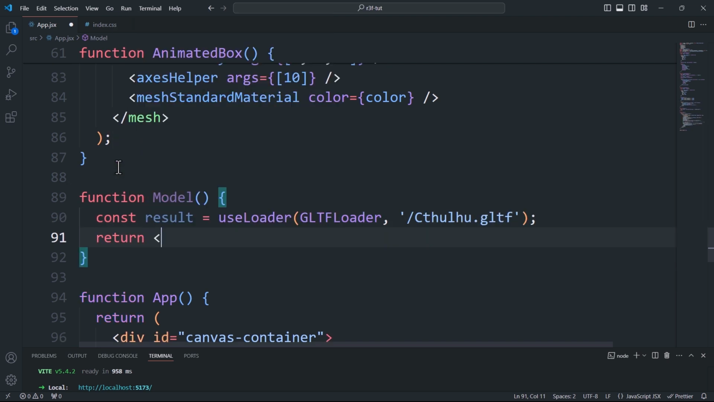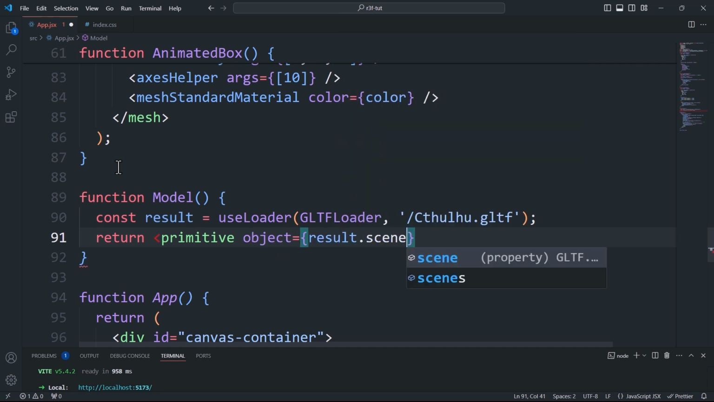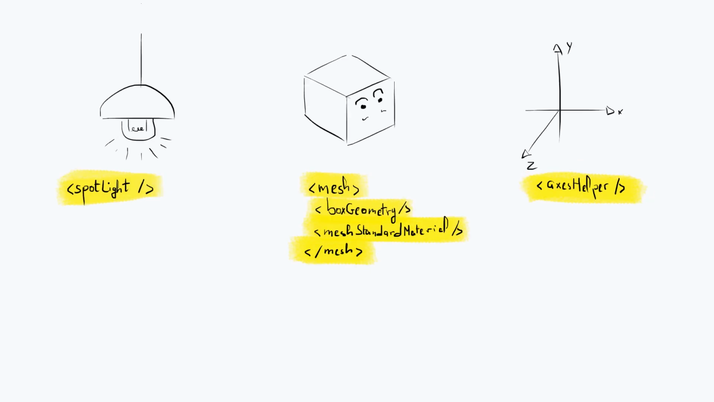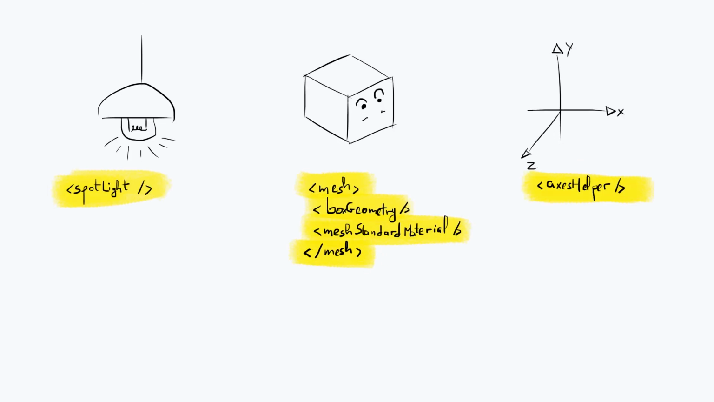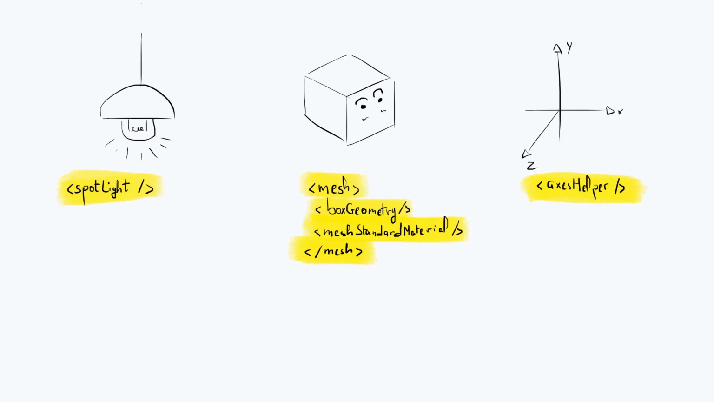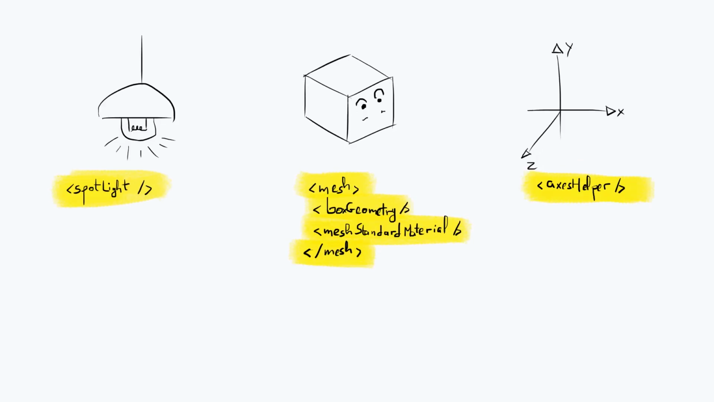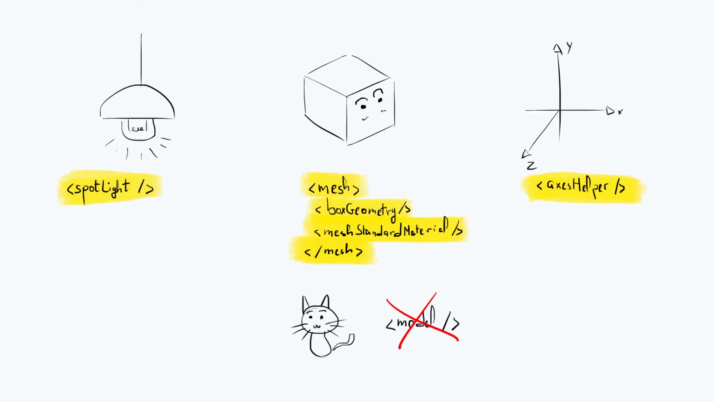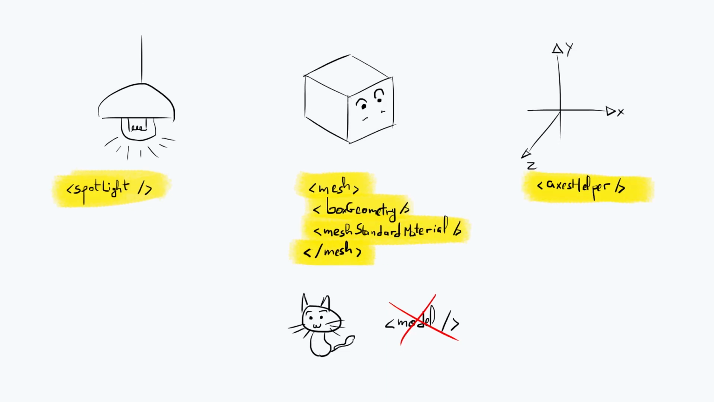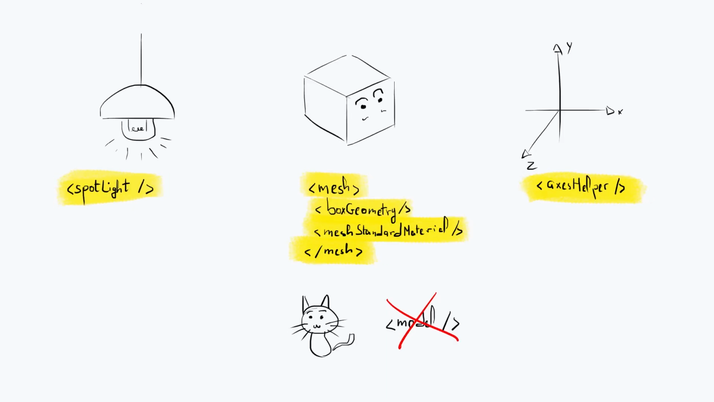Then we'll return a primitive component with the model passed to its object property. Before we proceed, let's understand what a primitive is. So, as we've seen throughout this series, every part of a React Three Fiber scene is represented by a component, whether it's a light source, mesh, material, geometry, helper, etc. That said, some objects don't have a corresponding component, and loaded models are one example of this. So, what do we do in this case? Exactly, you got it right, we simply use the primitive component.